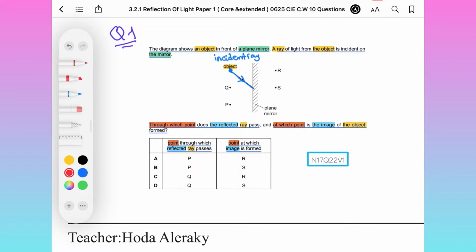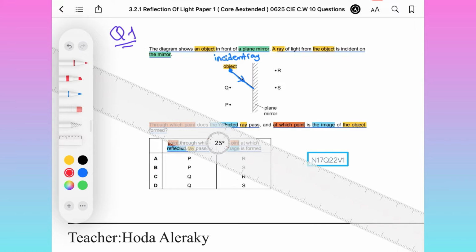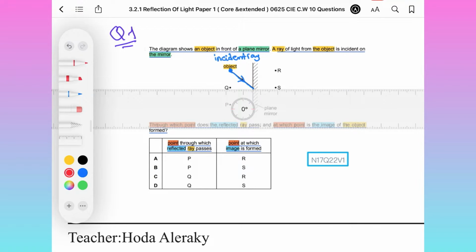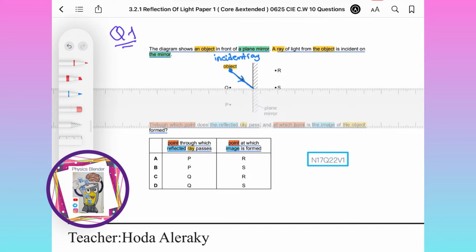What happens here? You should draw a normal line. This normal line is at right angle to the reflecting mirror. What happens here is that the angle between the incident ray and the normal is called the angle of incidence.